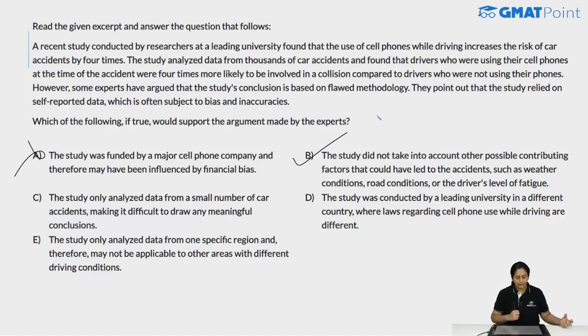The study only analyzed data from a small number of car accidents, making it difficult to draw any meaningful conclusions. Now, even if this is correct, that 1,000 is not a large enough number, you can then say that, okay, this will need to be redone at a larger scale. But the authors are not saying that this needs to be redone at a larger scale. They are saying that the way this was conducted, the methodology of its conduct was wrong. So, if they are saying the methodology was wrong, it's not about the number of cases that were studied, but how they were studied as such. So, C is not capturing the flawed methodology.